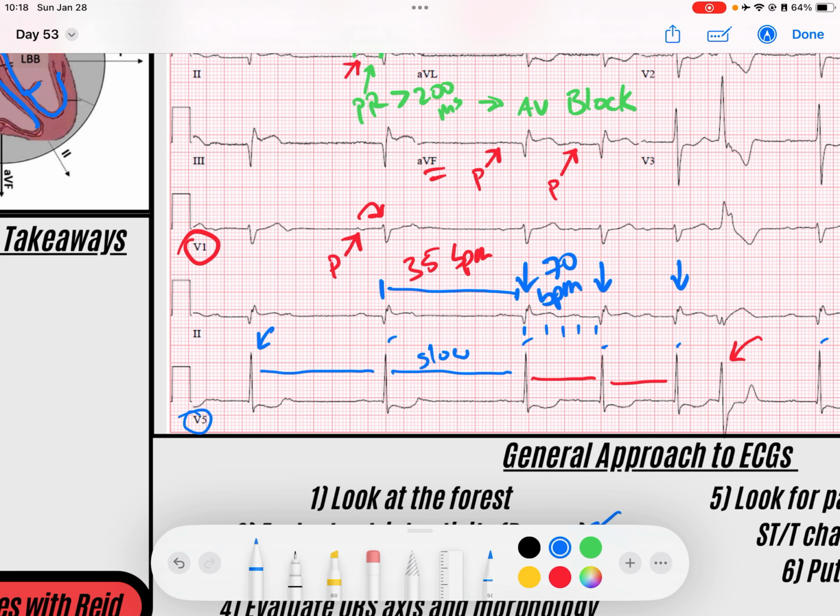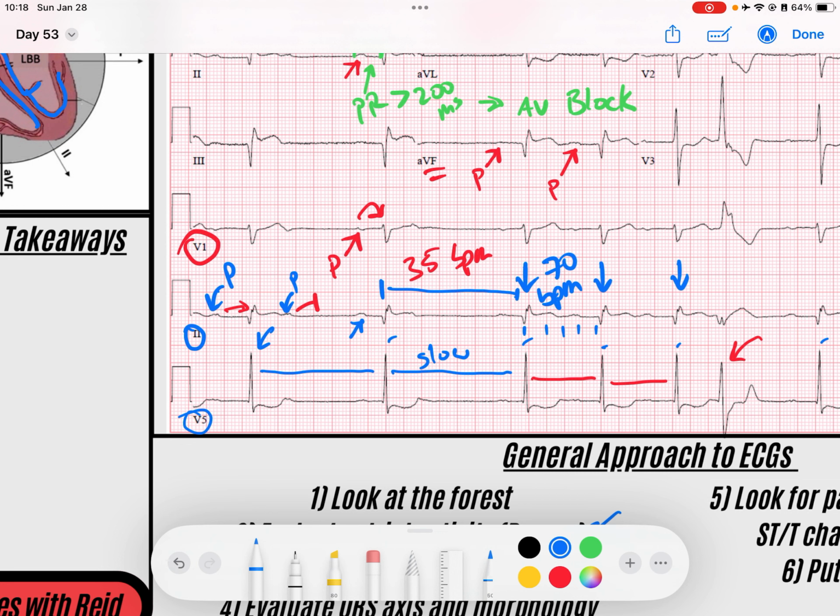I'll start here with this beat. So I've got this P, and that P conducts to our QRS here with a prolonged PR interval. Then we have another P that gets blocked. Okay, so that P doesn't conduct. And then we kind of start the cycle over. P that conducts to the QRS.